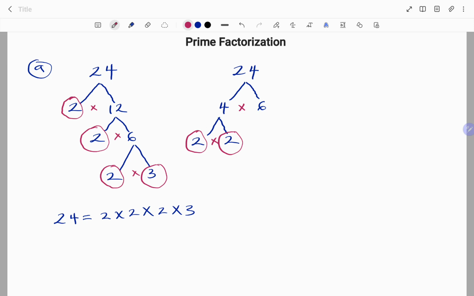We're done with 4. If you go ahead to 6, we can further break down 6 into 2 times 3. 2 here is also a prime and 3 here is a prime. It's exactly what we have in the first breakdown. 2 times 2 times 2 times 3 will give us 24, and that is the prime factorization of 24. So irrespective of how you start, you're going to have the same answer.